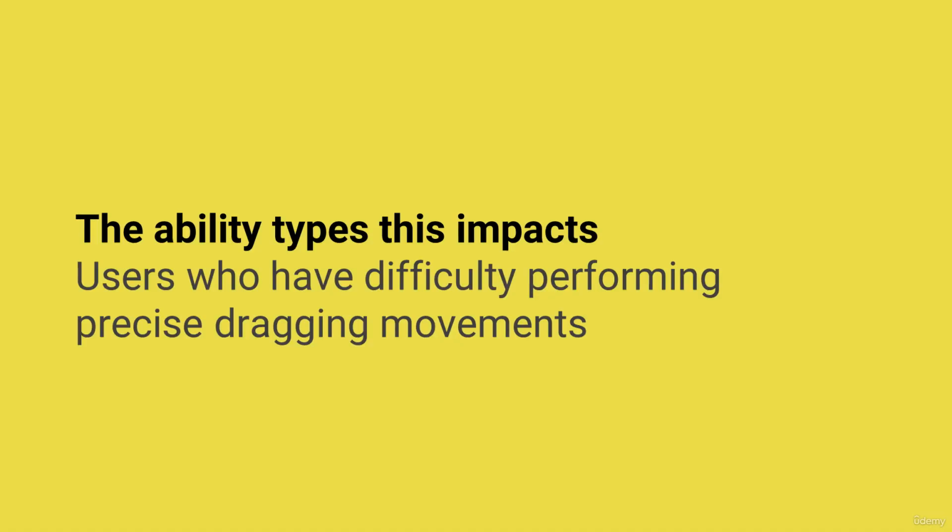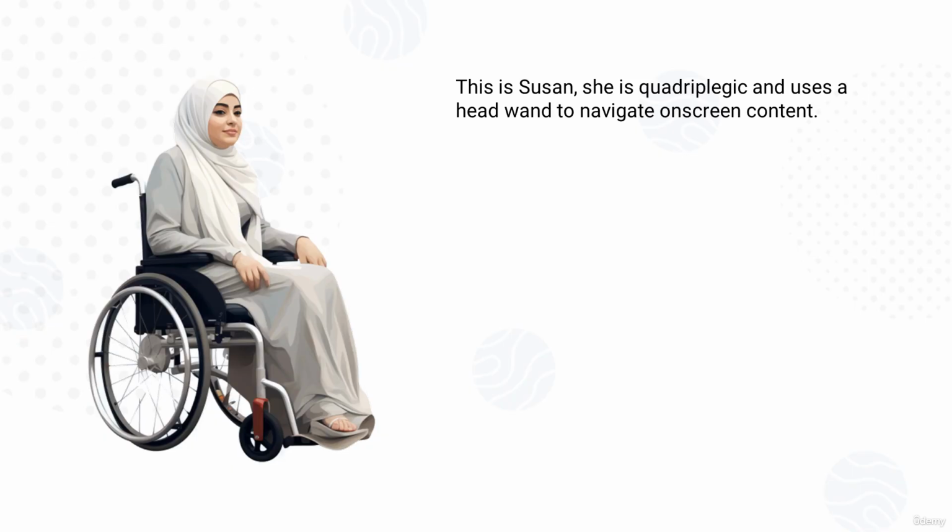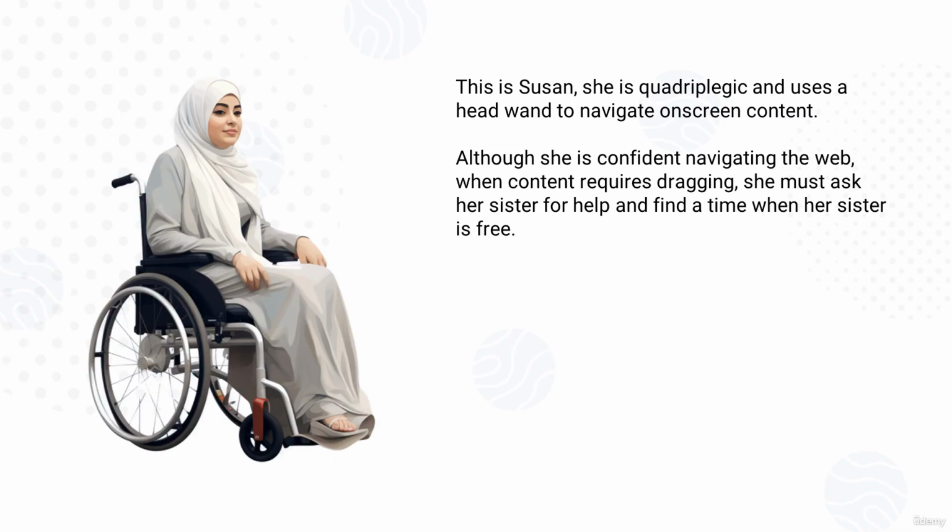So we know the problem the criterion attempts to solve, but what is the impact to a user? This is Susan. She is quadriplegic and uses a head wand to navigate on-screen content. Although she is confident navigating the web, when content requires dragging, she has to ask her sister for help and has to find a time when her sister is free.